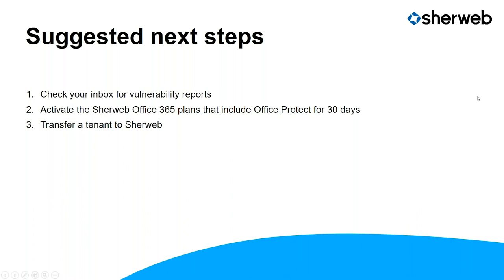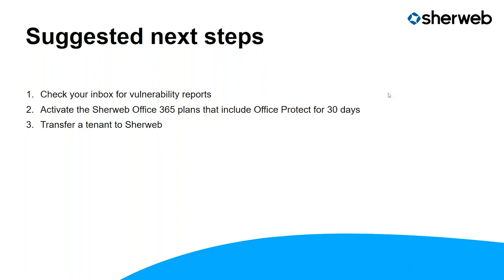If you are a partner of Sherweb, then you should already have one of our vulnerability assessments. So check it out. Just go in your inbox, check for vulnerability, or check for your tenant name, and you'll see it. Any tenants that were added in the last month or so will have that security vulnerability assessment already. If you don't have a tenant that has Office Protect with Sherweb, then please do.